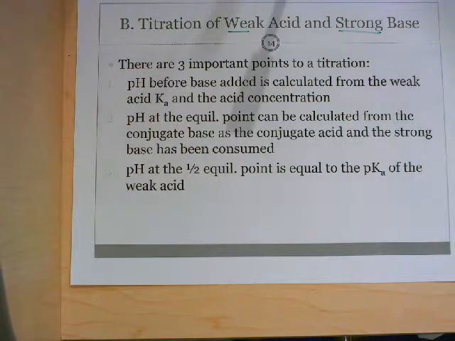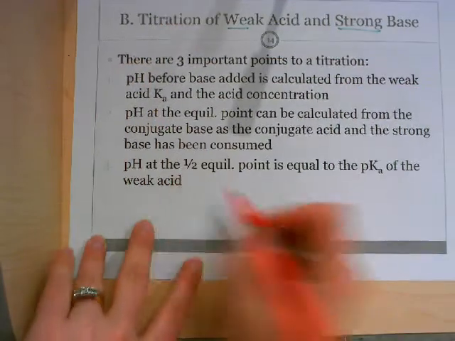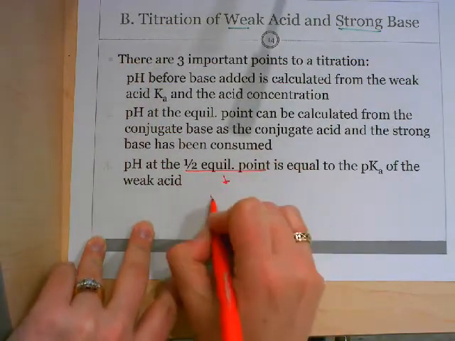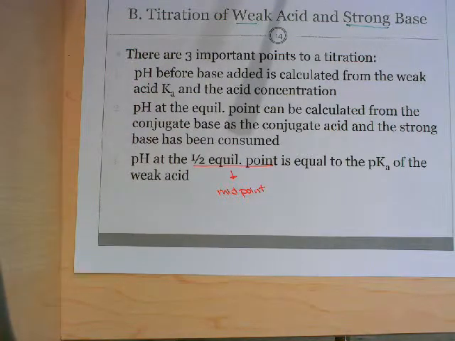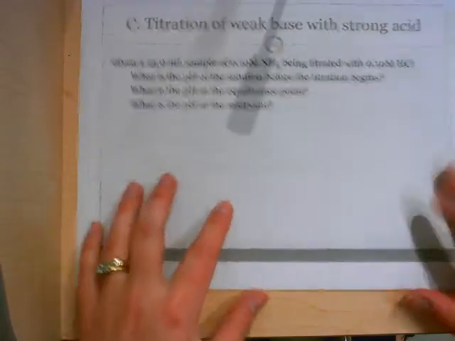Alright, so let's do a practice problem where we look at these 3 points and figure out how the pH changes over time. Oh, the half equivalence point is also sometimes called the midpoint. Midpoint in titration. That's only important because on my next question I asked about the midpoint, and otherwise you wouldn't know what that is.